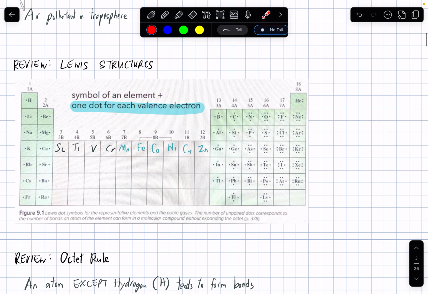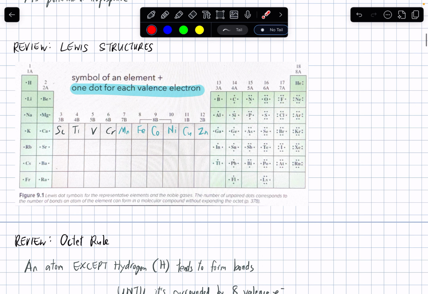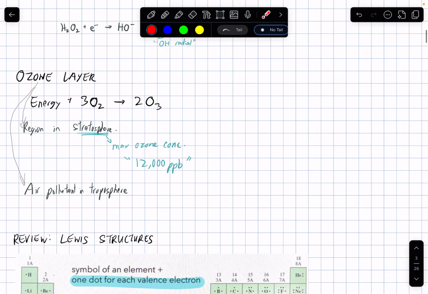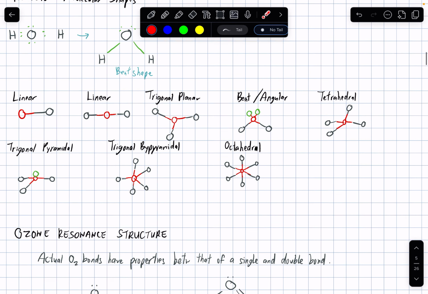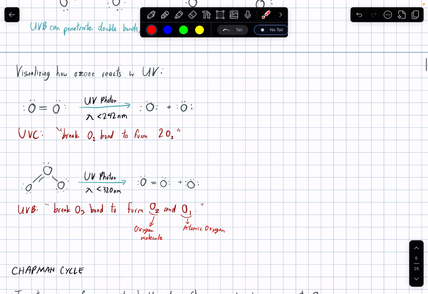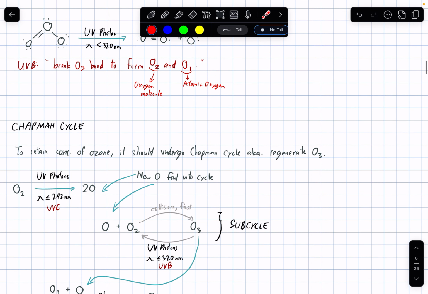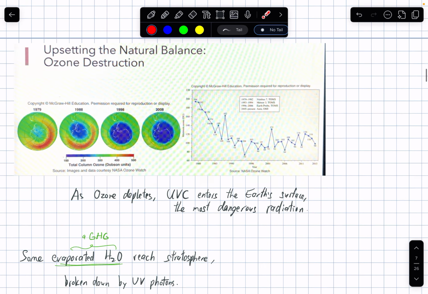Okay. Lewis structures. Let's review this. Should we? Maybe not. Let's go back to UV. Yeah, UV and the ozone.